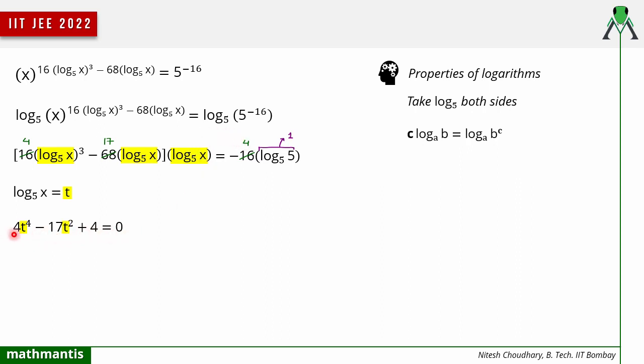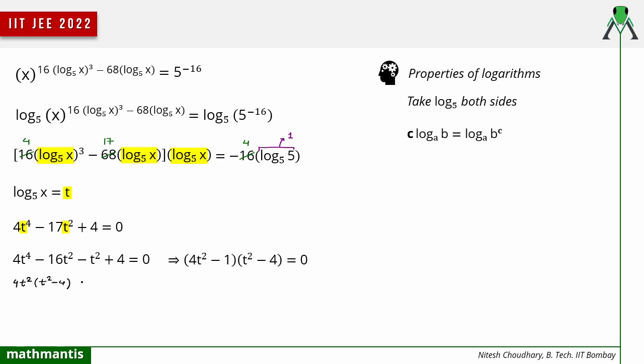So this is a quadratic in t square, which can be easily solved by splitting the middle term. 4 4s are 16 is here, so we'll split this into two parts, minus 16 and minus 1, so that their sum is minus 17 as product is 16. So now we can take t square common. Here it will become 4t square you can take common. So here it will become t square minus 4.